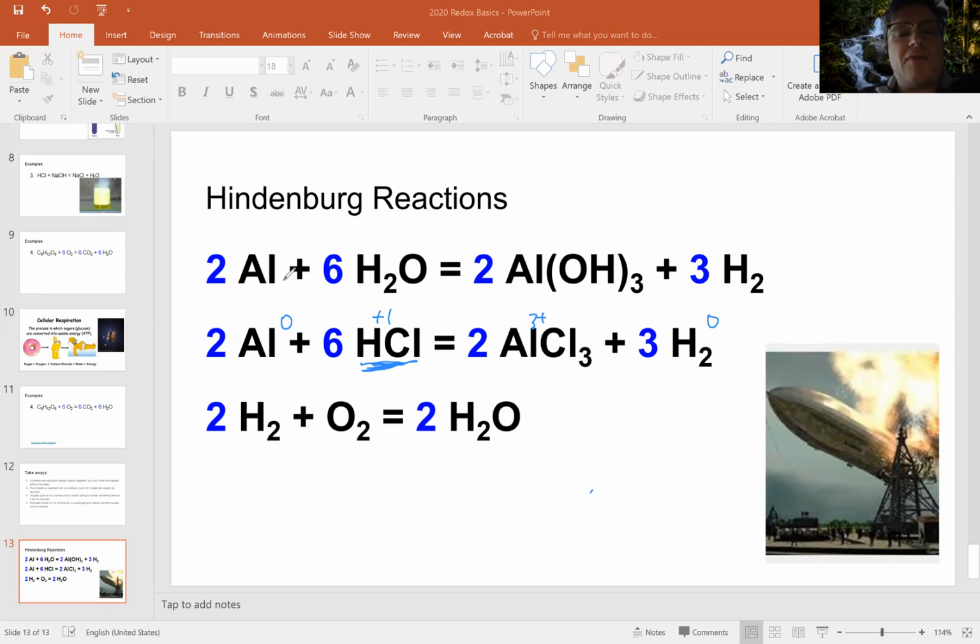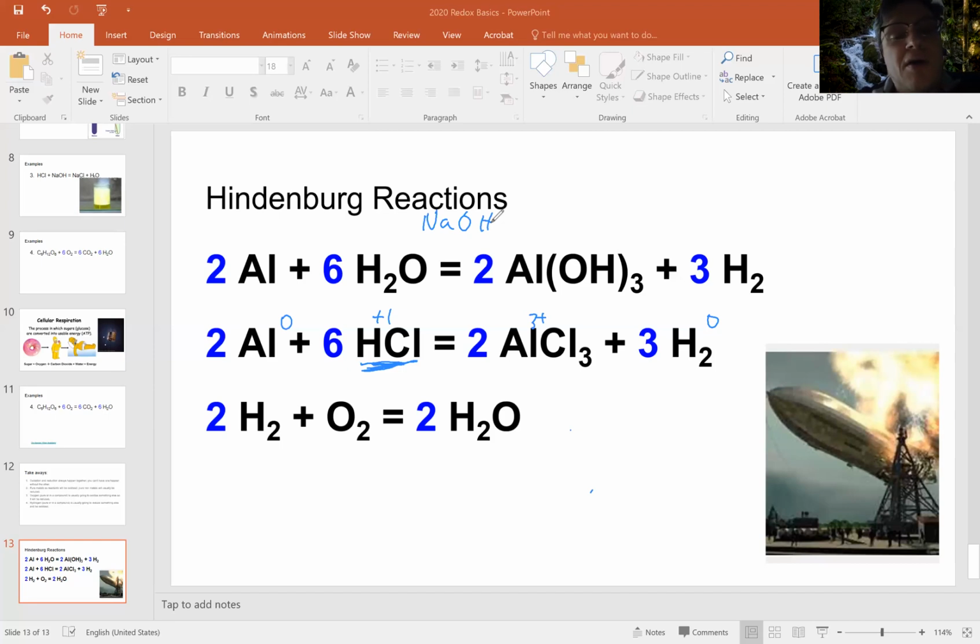Now, here we have a slightly more complicated way to think about it. We have aluminum reacting with water, and this is happening in the presence of a base, sodium hydroxide. That ends up being sort of a catalyst to it, but you also end up making sodium aluminum hydroxide, which is getting us a little bit too far afield. That makes things a little bit more complicated than we need to.